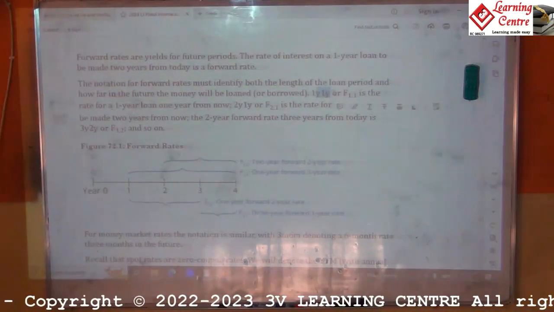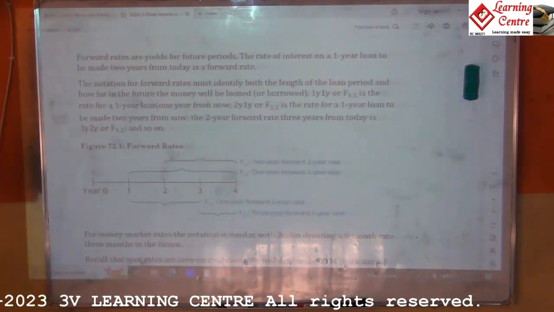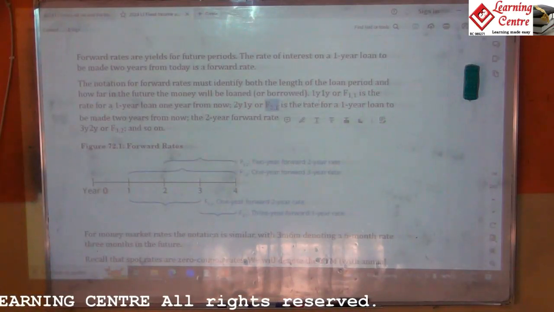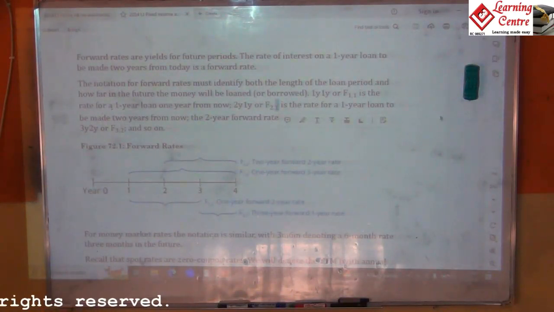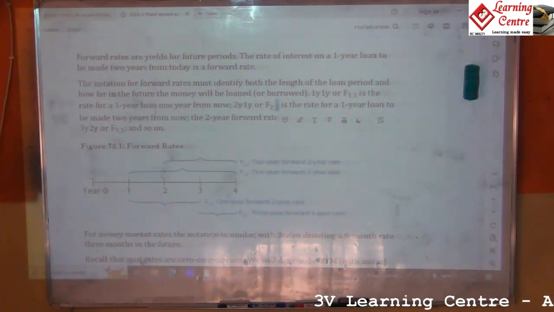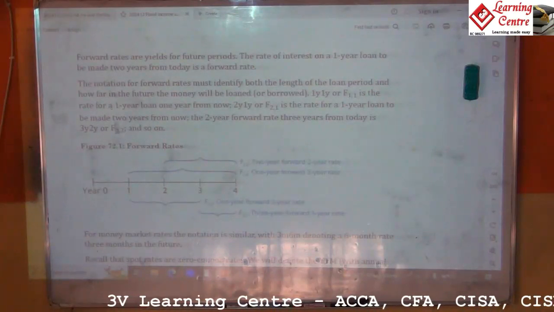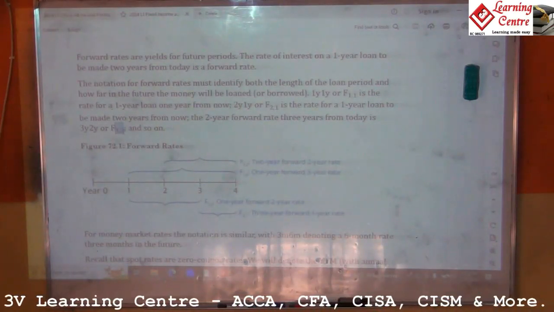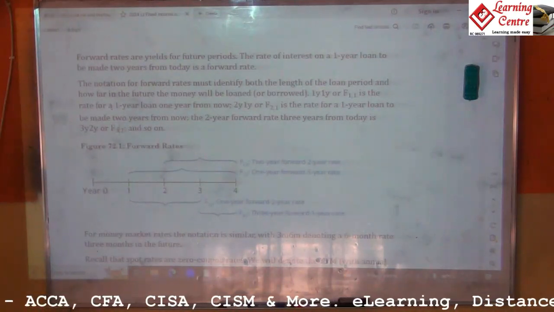So when you see F11, it means it's a 1-year loan, 1 year from now. When you see F21, it means that it is the rate for a 1-year loan. So the second number is the period of the loan to be made 2 years from now. The first number is when it is starting. So this forward contract is starting 2 years from now, but for a 1-year period. Right? Same way, the 2-year forward rate 3 years from today is how many years from today? 3. And how many periods does it cover? 2 years. So you have to note that. This first one is the time versus today.